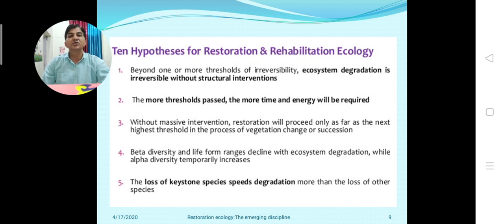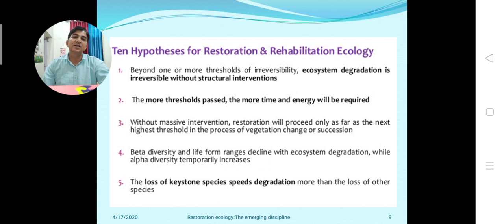Second: the more thresholds passed, the more time and energy will be required. That means the more damaged the ecosystem, to bring it back to a healthy state you will require more energy and time, and of course, more costs. Third: without massive intervention, restoration will proceed only as far as the next highest threshold in the process of vegetation change or succession. So you need to put in massive intervention.